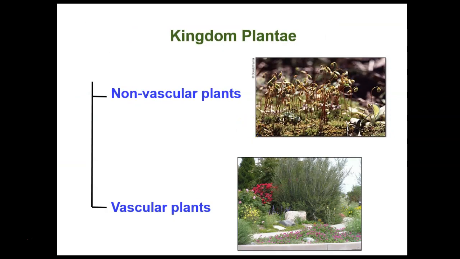So let's get started. The kingdom Plantae is divided into two major groups. And before we get there, let's remind ourselves that all life on Earth is divided into three domains: eukarya, archaea, and prokarya. Then, within the eukarya, the multicellular organisms, we have several kingdoms: the plants, the animals, the fungi, the protists. Within the Plantae, we have this large classification of non-vascular and vascular plants.